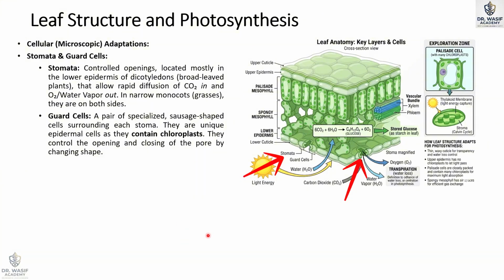But these doors do not stay open all the time. Each stoma is flanked by a pair of guard cells. You can see those guard cells here. These two are guard cells. They are shaped like little sausages, and unlike other skin cells, they actually contain chloroplasts. By changing their shape, swelling up or shrinking, they control whether the pore is open or closed. Due to these guard cells, these are the doors. So these help the plant to save water when needed.